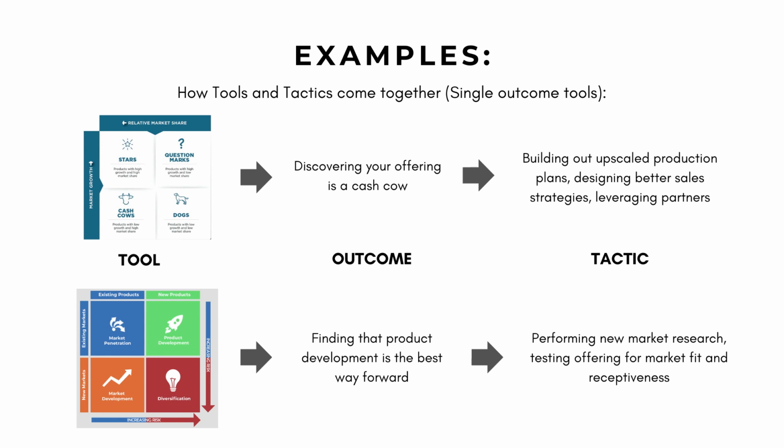So the Ansoff matrix is the tool. The outcome is using the Ansoff matrix and discovering that product development is the best way forward for your particular offering. The tactic that then arises from that particular outcome might be performing new market research or testing the offering for market fit and receptiveness. So as you can see, there's the tool, which is the Ansoff matrix. There's the outcome, which is finding out that product development is the best way forward using the Ansoff matrix. And then there's the tactic that is developed from the outcome, which is performing the new market research and etc.